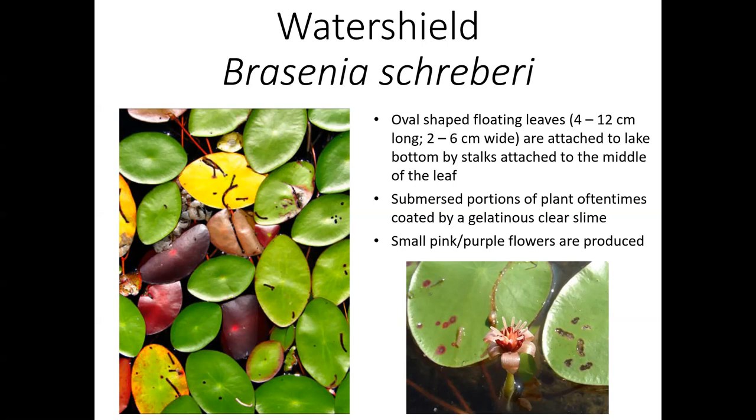The leaf stalks are attached to the bottom of these lily pads, and oftentimes along the leaf stalk as well as the underside of the lily or the water shield pads, there's many times a clear gelatinous sort of slimy goo that coats this plant. You can almost see that a little bit in this picture of the flower here. It's believed that this goo might help protect this plant from insect damage and herbivory. It's quite a thing to feel if you're out in the field and run your hands along some of this water shield and feel that slimy, almost velvety feel to it.